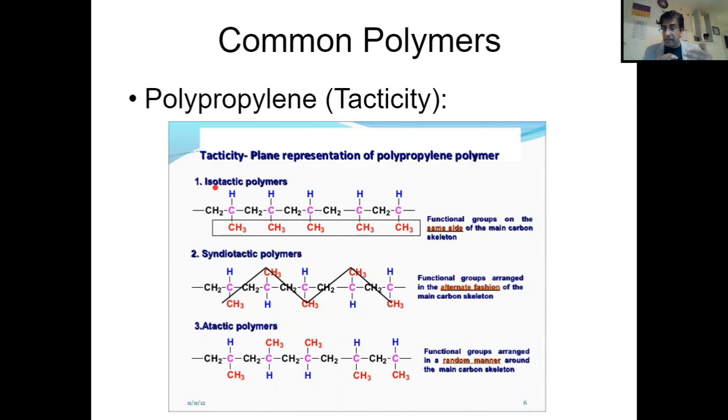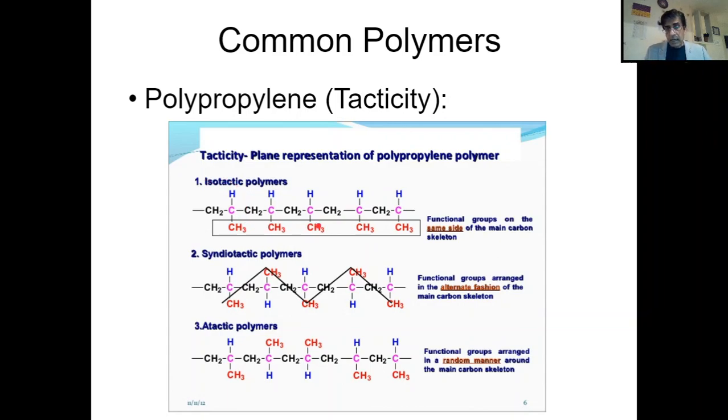Okay, and this is very, very important from the morphology point of view. This will make a lot of difference in the crystallinity of the molecule, the amorphous nature of the molecule, increasing the melting point or decreasing the melting point. These are all important based on this morphology.